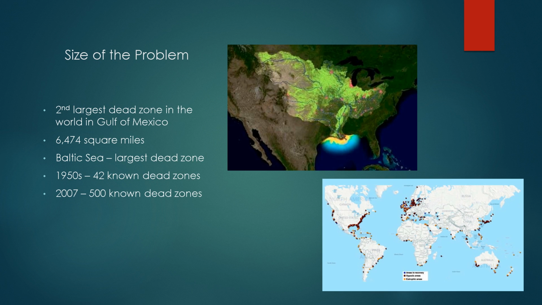One of the most infamous dead zones is in the Gulf of Mexico, near where the Mississippi River discharges into the Gulf. The dead zone is a yearly summer occurrence, and in 2015 it was measured by the National Oceanic and Atmospheric Administration at 6,474 square miles. It is the second largest dead zone in the world.